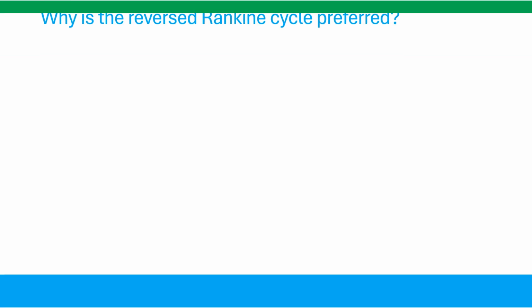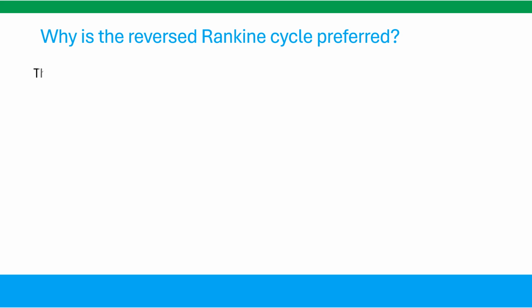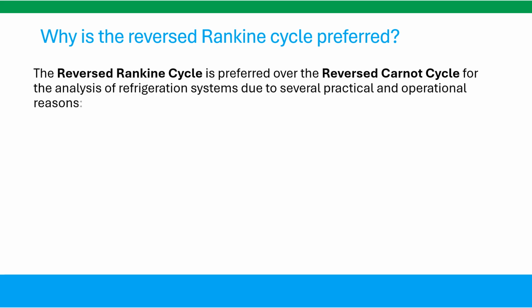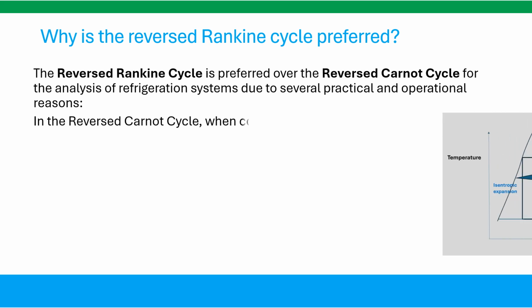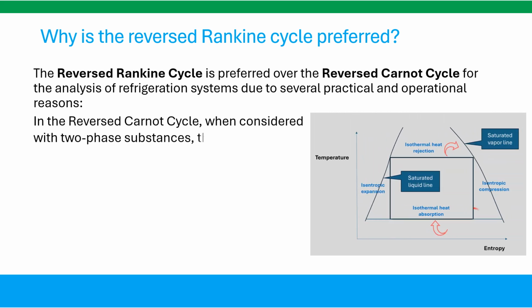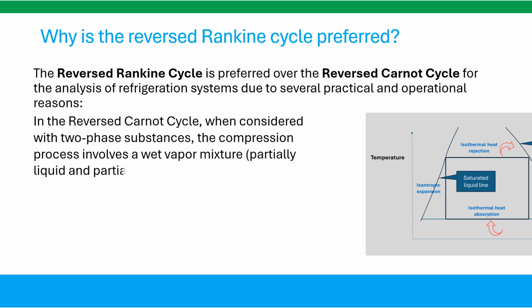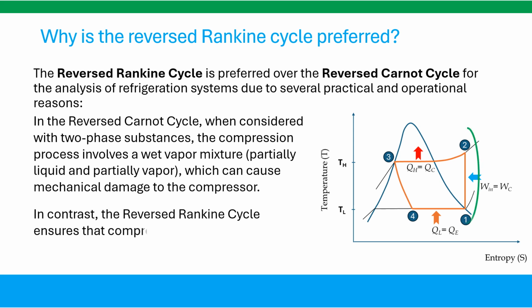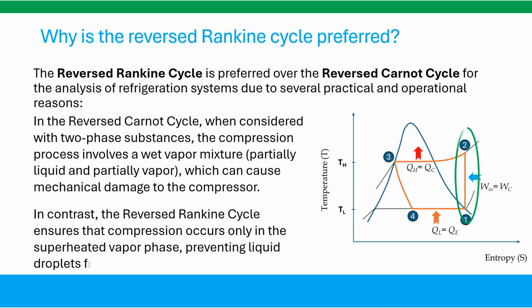Why is the reversed Rankine cycle preferred? The reversed Rankine cycle is preferred over the reversed Carnot cycle for the analysis of refrigeration systems due to several practical and operational reasons. In the reversed Carnot cycle, when considered with two-phase substances, the compression process involves a wet vapor mixture, partially liquid and partially vapor, which can cause mechanical damage to the compressor. In contrast, the reversed Rankine cycle ensures that compression occurs only in the superheated vapor phase, preventing liquid droplets from damaging the compressor.